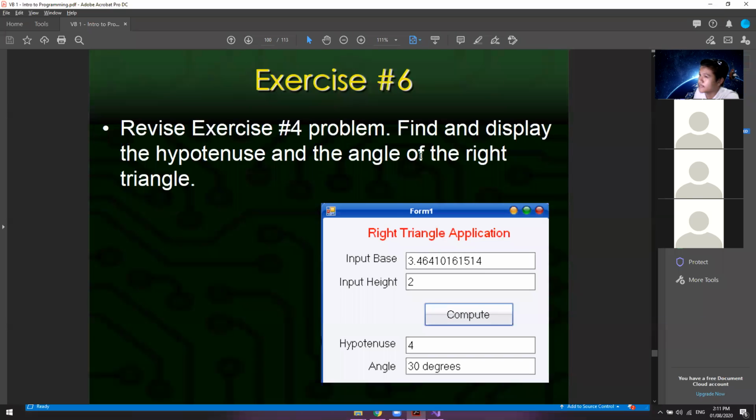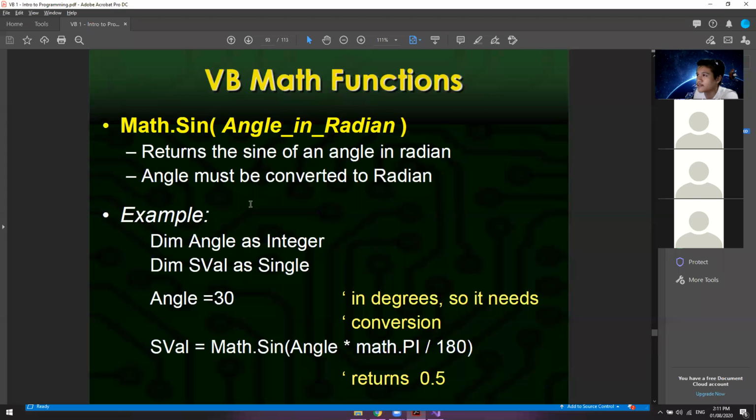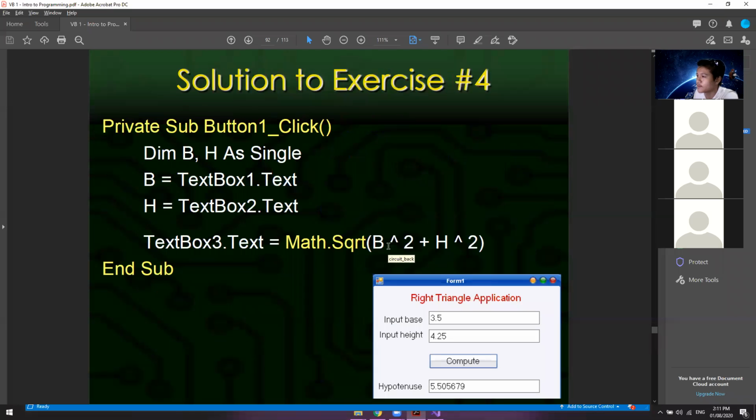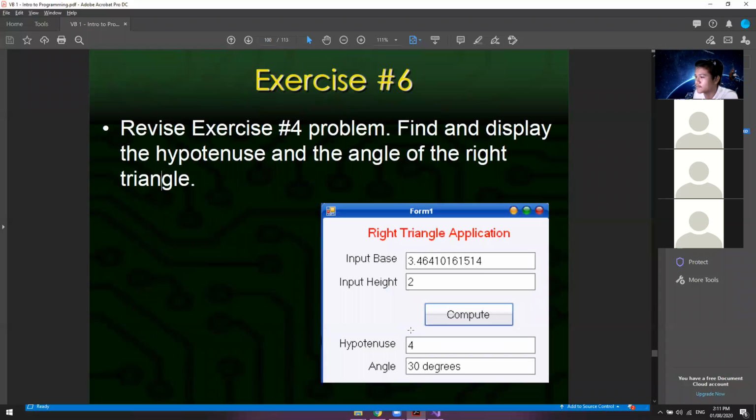Exercise number 6. Revise the exercise number 4 problem. Find and display the hypotenuse and the angle of the right triangle. What we are looking for now is the angle of the right triangle. So you need the base and the height. What was our formula there? Square root of B squared plus H squared. Let's go back to exercise number 4. Yes: square root of B squared plus H squared. So we have the base, the height, and the hypotenuse. Here it asks for the same, but we now have an added angle.